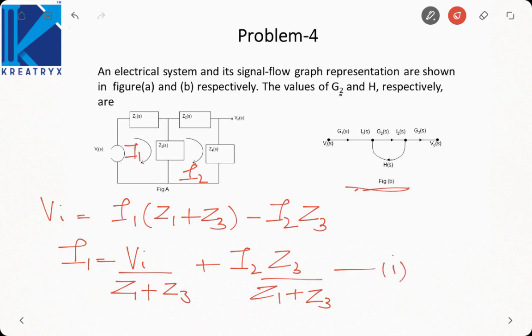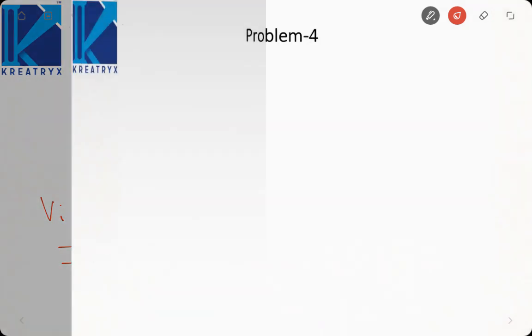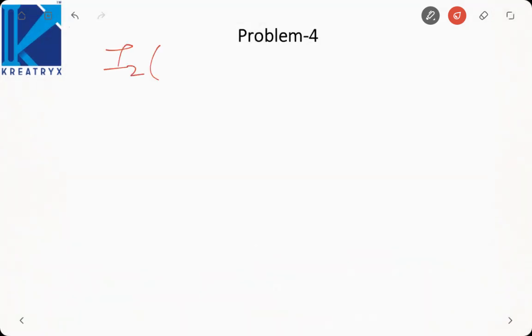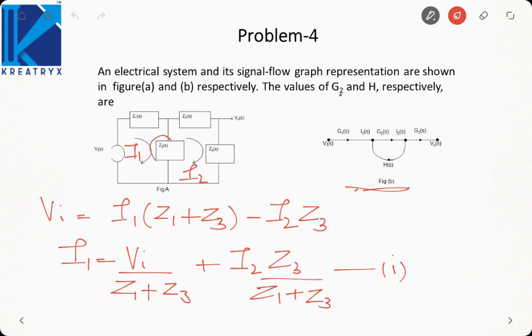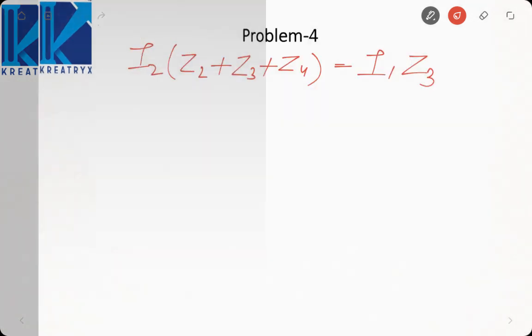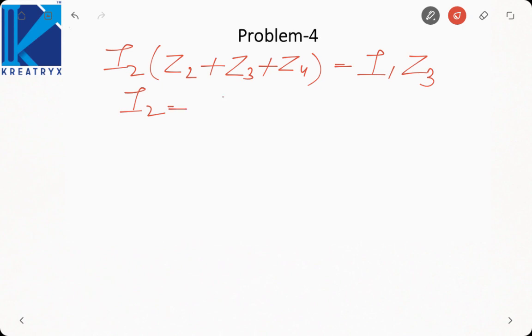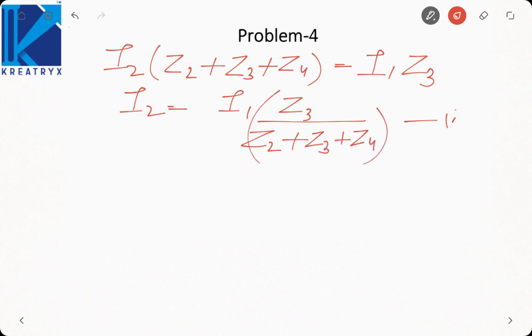Okay, if you apply KVL in the next part, it would be I2 into Z2 plus Z3 plus Z4 is equal to I1 into Z3. This one common is Z3. Okay, this is common between I1 and I2. So here I can write I2 is equal to I1 Z3 over Z2 plus Z3 plus Z4. This is my equation 2.